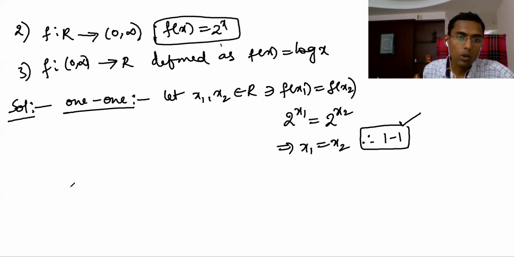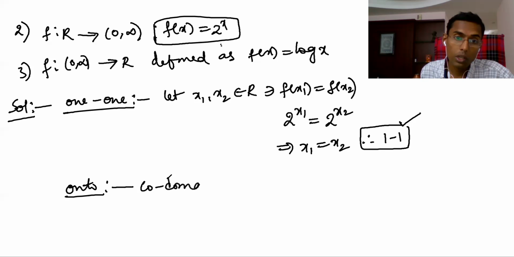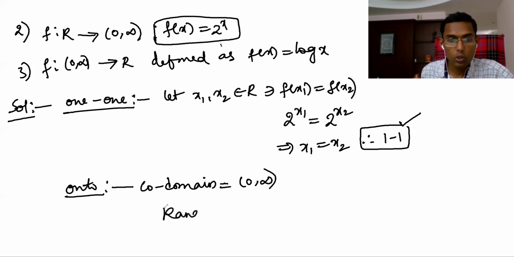Yes. Onto or not, how do you check? How do you check onto? Codomain should be equal to range. What is codomain here? Codomain is 0 to infinity. This is what is codomain. What is the range? I already told you. Range, how do you find range? Now 2 power x.